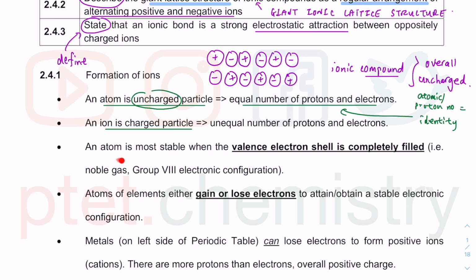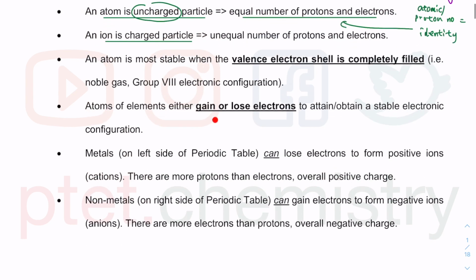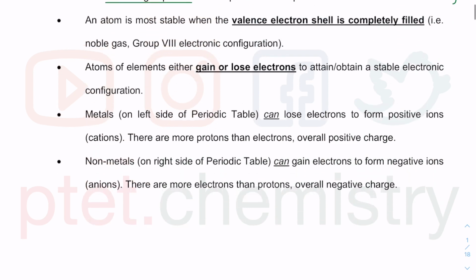So how does an atom become stable? Well, it can become more stable when it has a completely filled valence shell, or completely filled outermost shell. That means it has a noble gas electronic configuration. The way to do it is to gain or to lose electrons, especially when you have a metal and a non-metal partner. So these two points here can be a fill-in-the-blank kind of question.